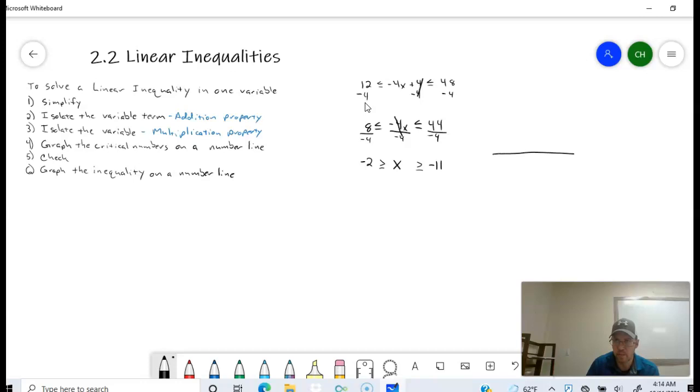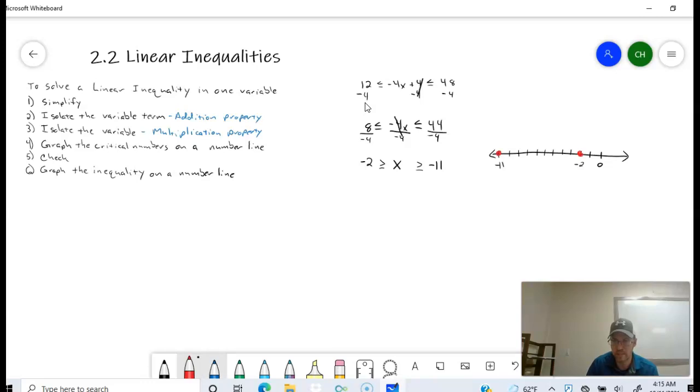So on my number line, I know I'm going to grab, this is my 0, 1, 2, 3, 4, 5, 6, 7, 8, 9, 10, 11. So there's negative 11. Negative 2 is right here. That's my critical numbers. And because it's or equal to, they will be solid dots on each one of those.